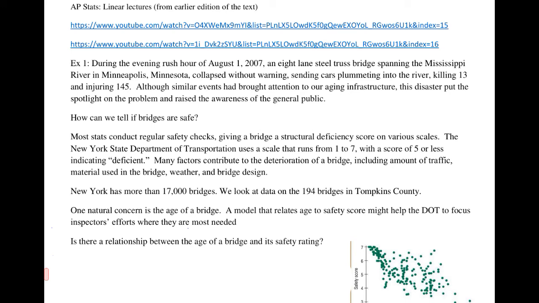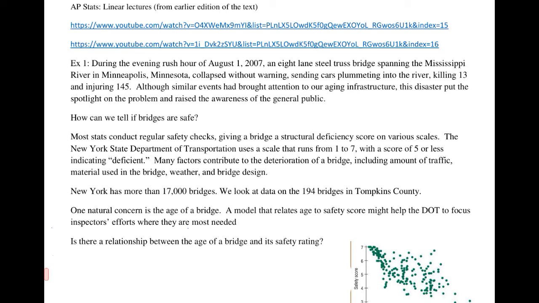Many factors contribute to the deterioration of a bridge, including amount of traffic, material used in a bridge, weather, and bridge design. New York has more than 17,000 bridges. We look at data on the 194 bridges in Tompkins County. One natural concern is the age of a bridge. A model that relates age to safety score might help the DOT to focus inspectors' efforts where they are needed most. Is there a relationship between age of a bridge and its safety rating?